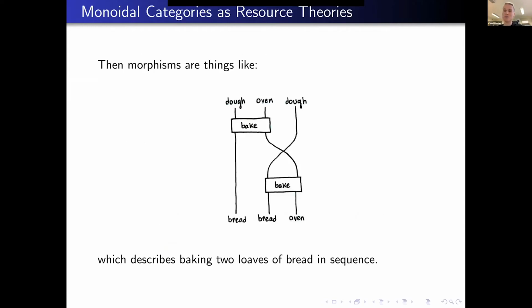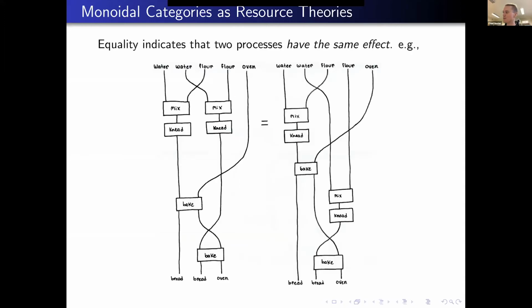And in that, we'll be able to construct things like this. This will also be a morphism there. We can read it kind of intuitively as describing the transformation of, well, 2 bits of dough and an oven into 2 bits of bread in an oven by baking one piece of dough in the oven and then baking the other piece of dough in the same oven, sort of one after another. And so that's how we'll be thinking of these morphisms in our monoidal categories as transformations of resources.